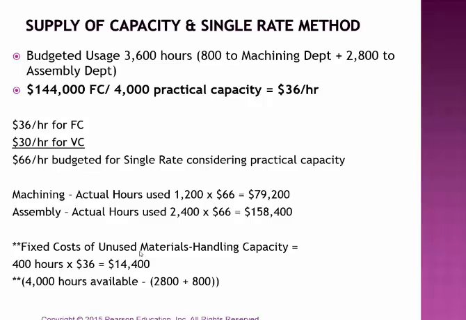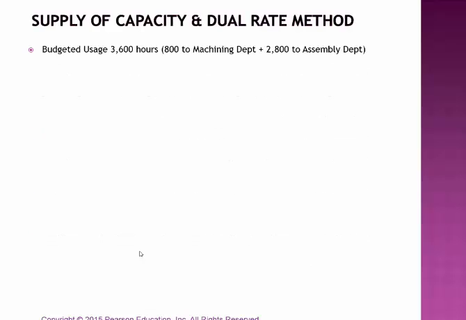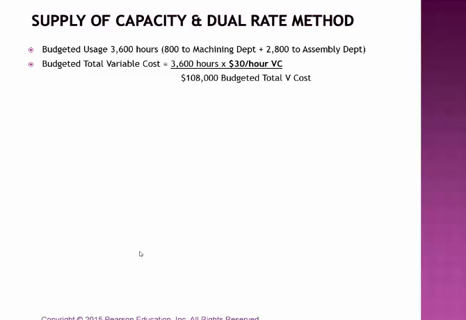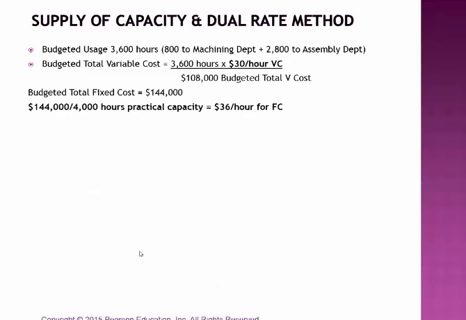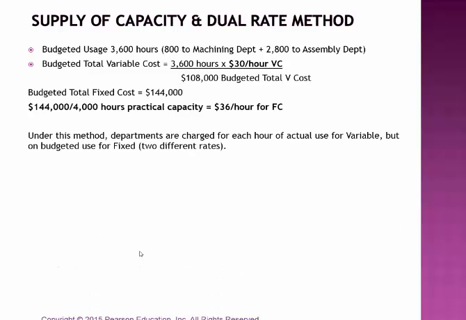Alright, let's take a look at the dual rate method considering our practical capacity. Same data set. We still have the $30 per hour in variable cost. We have a budgeted total fixed cost of $144,000. Again, $144,000 divided by the 4,000 hours does still give us the $36 hourly rate for the fixed. But under this method, we are going to charge each hour of actual use for the variable cost, just like what we've been doing. But we are going to use the budgeted for the fixed. So how many hours were budgeted?